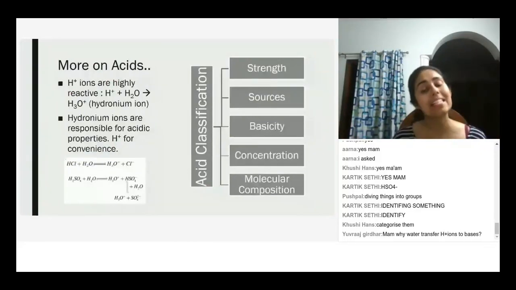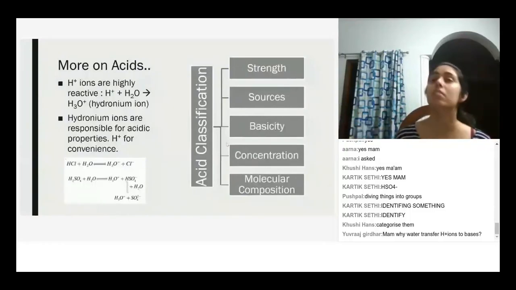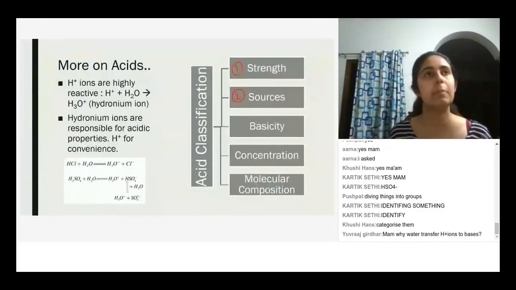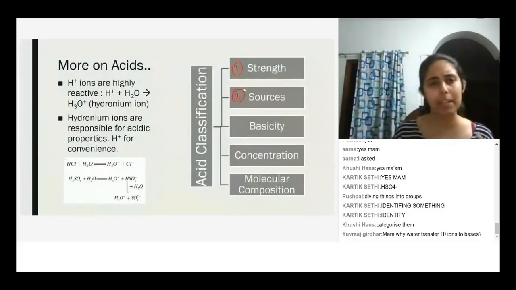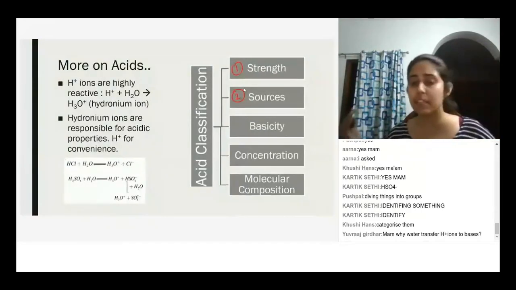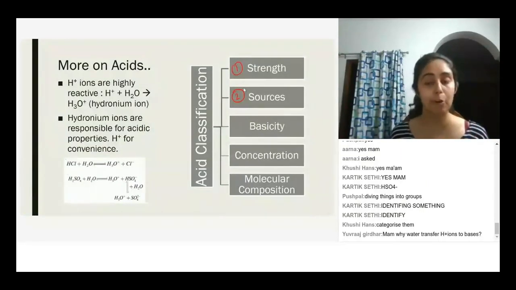So now acids are classified based on different things. A few of them are strength and sources. Strength means how acidic or how basic something is, whether something is a strong acid, a weak acid, a strong base, or a weak base. Here we are talking only about acids. So acid classification: strong acid, weak acid, and the sources of those acids, meaning where those acids came from.